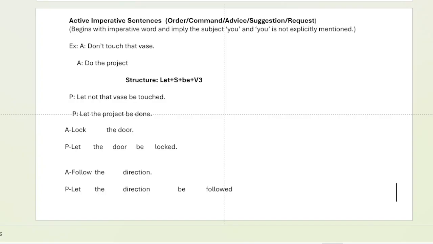And in most of the imperative sentences you may find that there's a subject missing. Right? So the subject is implied. But it may not be explicitly mentioned in the sentence. Now, if you can see an example, don't touch that vase, right? Or do the project. Here, you, the subject, is not there. It is already understood that the subject is you. Clear?